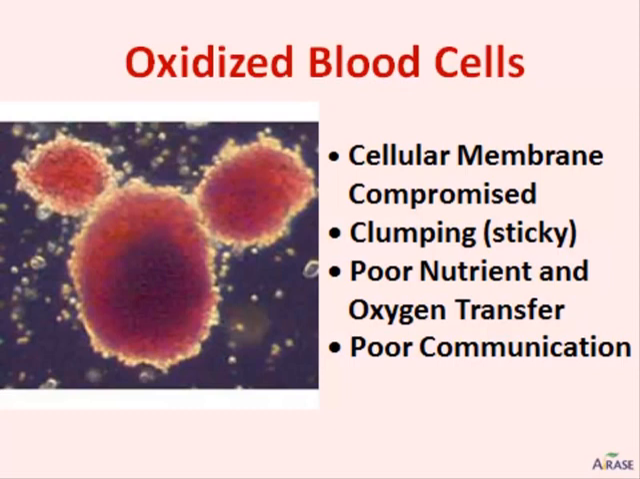Here is an electron micrograph of oxidized blood cells. Like the piece of iron, the oxides are corroding the cells. Notice that the cellular membrane is compromised. They become sticky and they clump together. There is very poor nutrient and oxygen transfer and very poor communication.